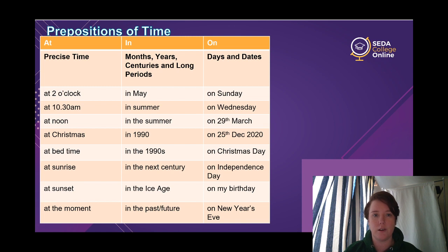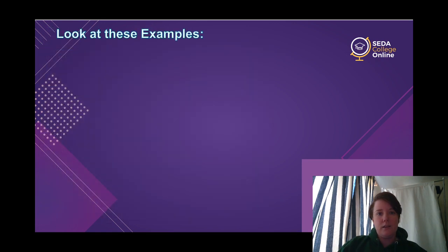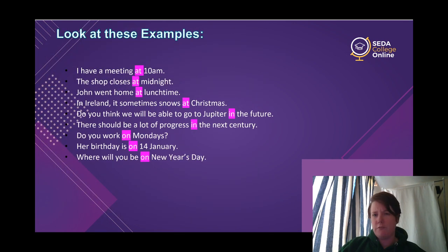So these are all the different times we use at, in, on. Let's look at some examples. A lot of information there, so let's use them in sentences. I have a meeting at 10 a.m. Exact time. The shop closes at midnight. Exact time. John went home at lunchtime. In Ireland, it sometimes snows at Christmas.